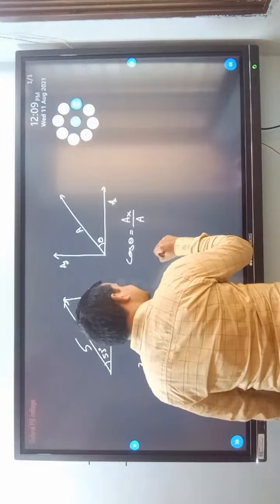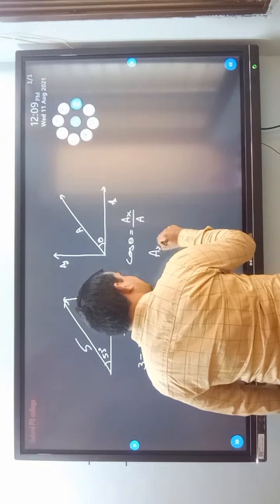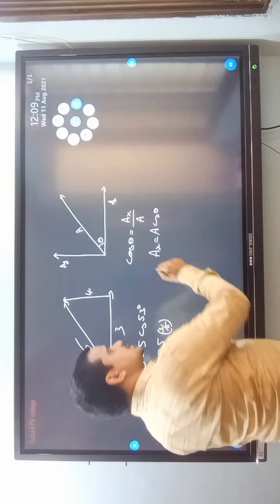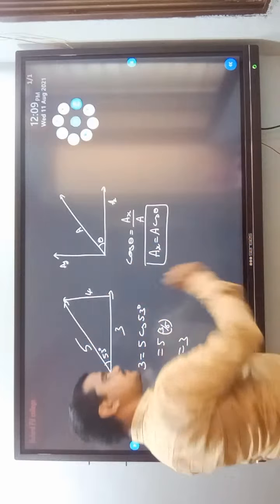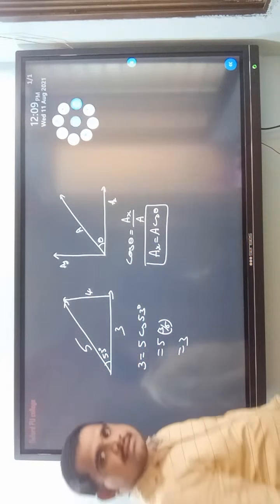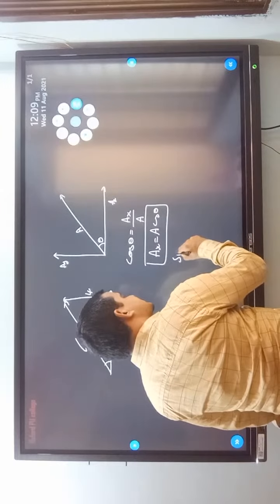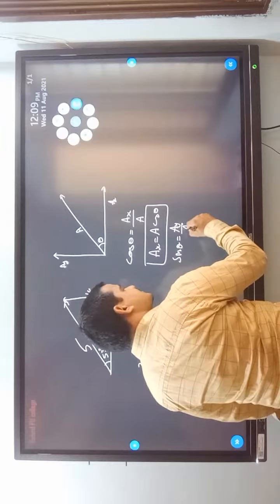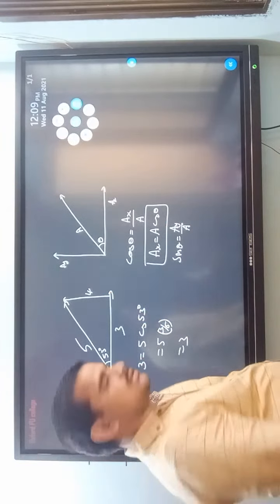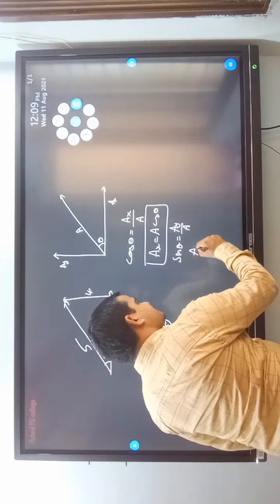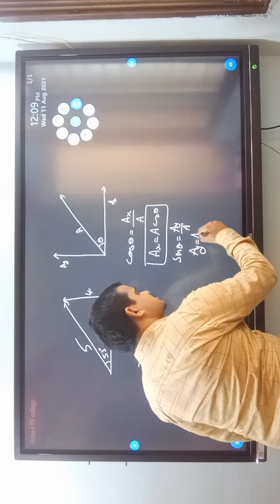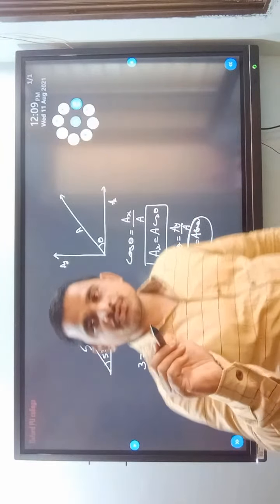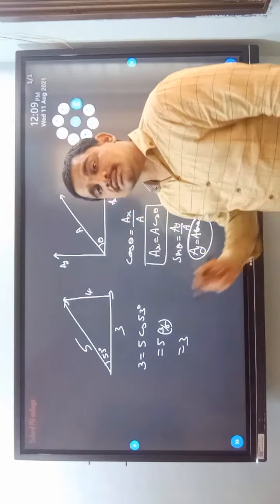Correct? So what is AX from here? AX is equal to A cos theta. This is the horizontal component. Similarly, what is sin theta? From the same right angle triangle, sin theta is equal to AY by A. What is AY from here? AY is equal to A sin theta. Correct? These are the components.